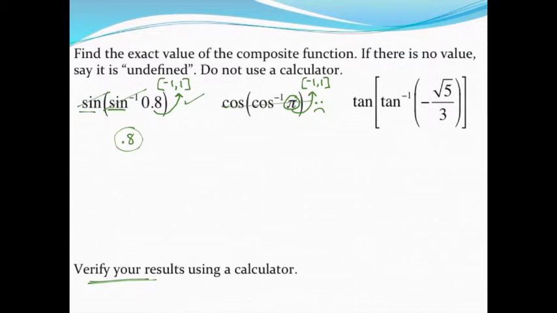Instead, we can't even do the problem. There is no answer to this problem. The answer is it's undefined. And again, you can verify that very easily using your calculator. Type in cosine of the inverse cosine of pi, and you'll get an error message. You can't do it. Okay?